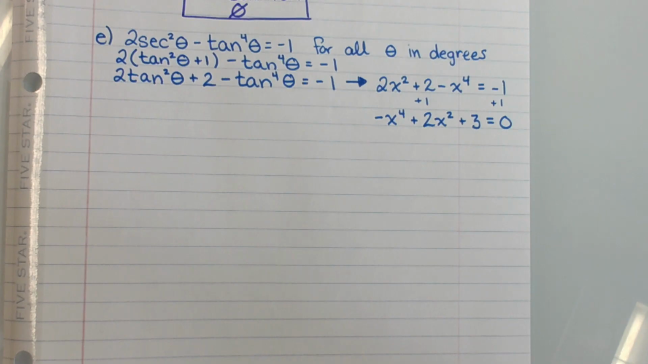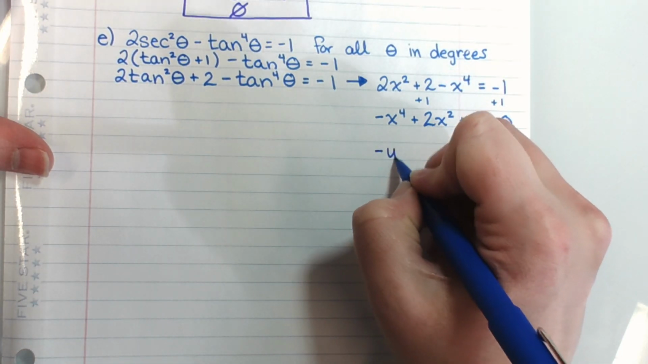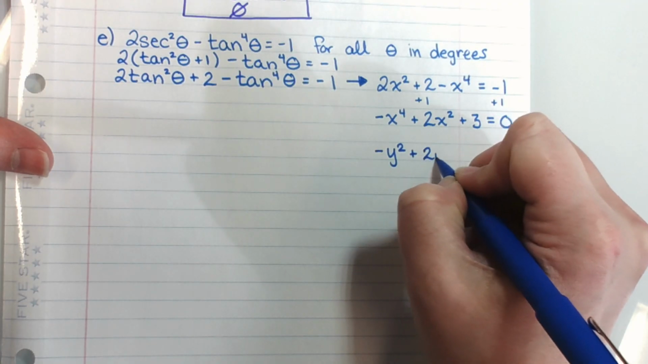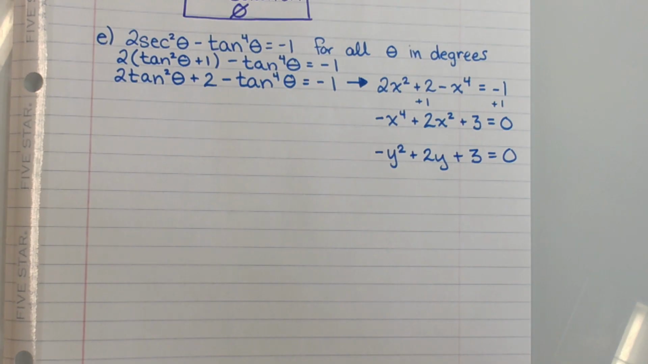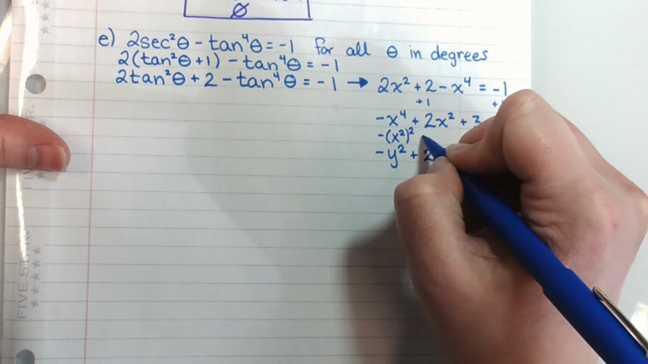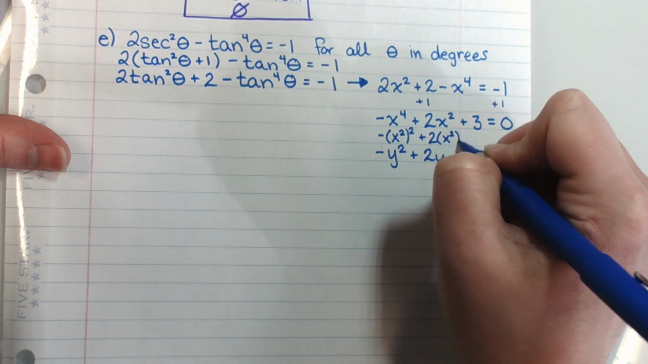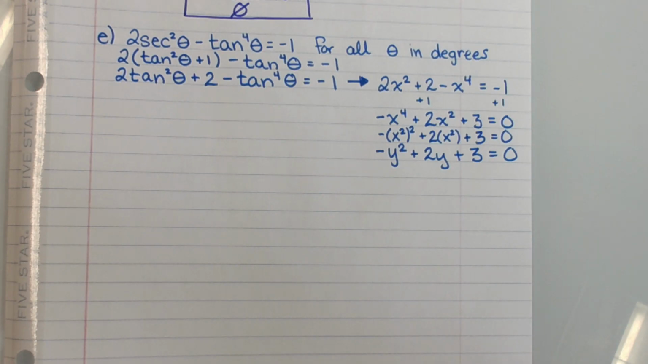Do we have that happening? Yes. So we can almost treat it as if this was this, where I replaced x squareds with y, because x squared getting squared is to the 4th power. So I just turned x squareds into y's, and now I can factor it as if it was negative y squared plus 2y plus 3 equals 0.